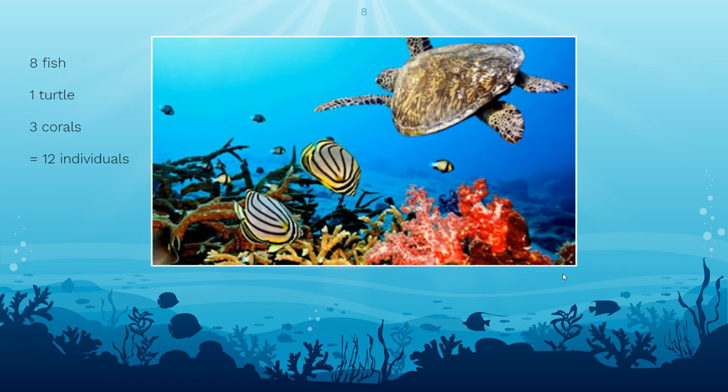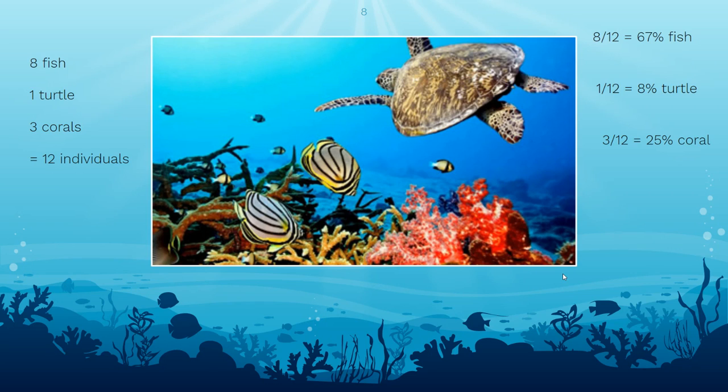So we're going to do a little math. To find out the relative abundance of the fish, I counted up the number of fish and divided by the number of individuals, 12, and I got about 67% fish. And yes, I did round. Now, if I do the same thing for the turtle, there's 1 turtle out of 12 total individuals, 8% turtle. And then for the coral, there were 3 coral out of 12, that's 25% coral.